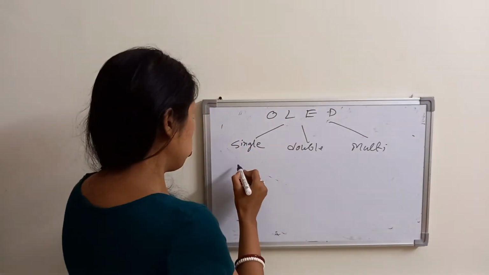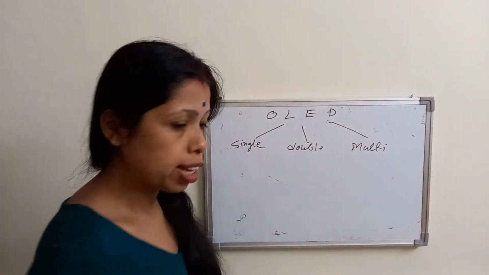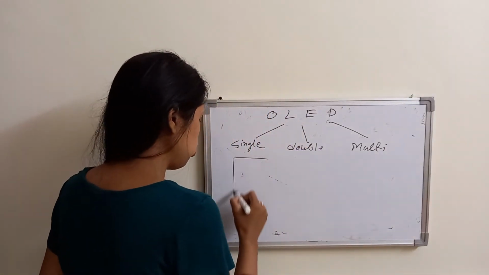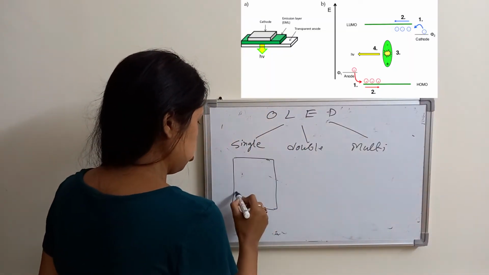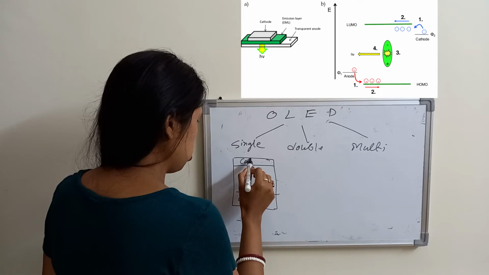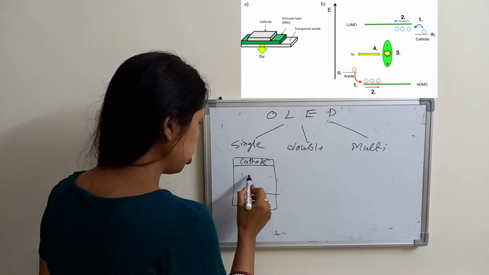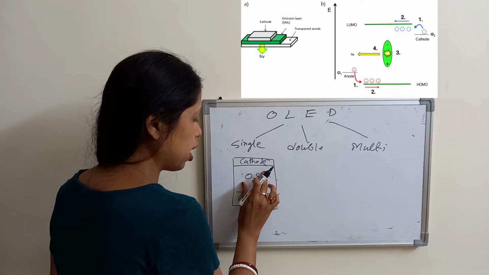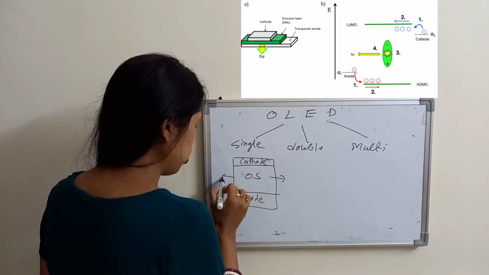Single layer means, if you want to design it, it's like a diode. If you want to design any kind of diode device, like a light emitting diode, one is the anode and one is the cathode. These two electrodes are mainly required. In between anode and cathode, you can insert multiple layers. For single layer, this is anode and this is cathode, and only one organic semiconductor layer is there, that is the active layer.